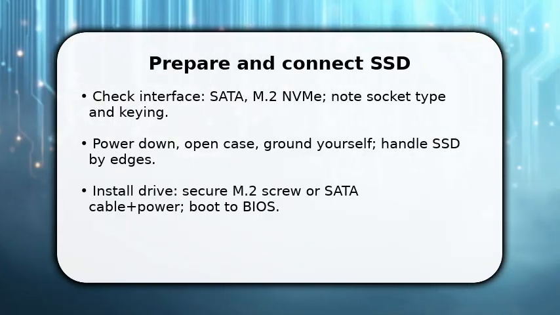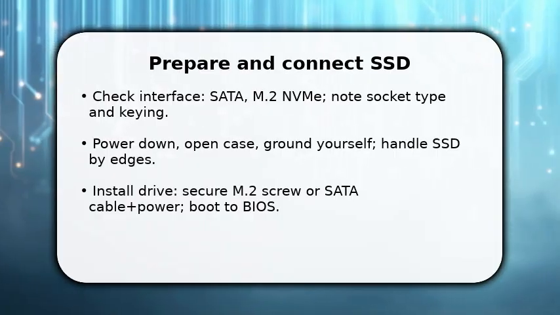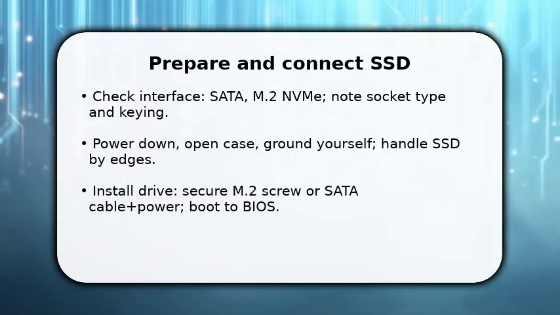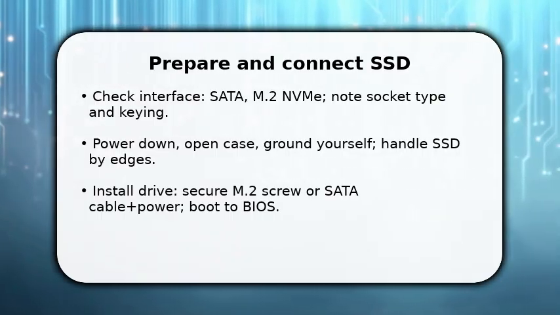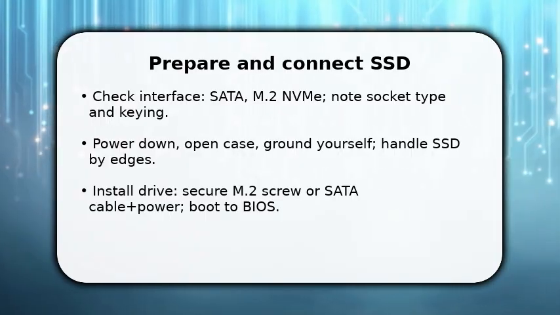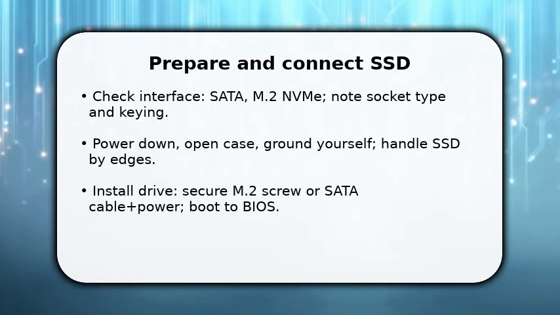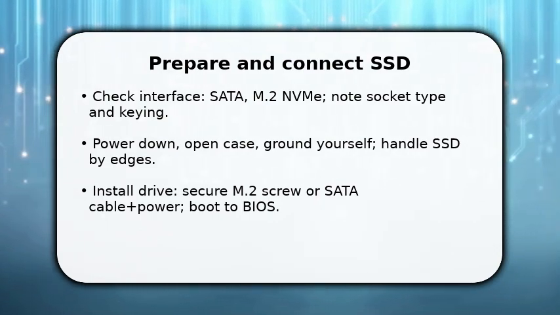Make the physical install, slide M.2 into its socket and secure the screw or attach SATA data plus power cables. Power on, enter BIOS to verify the drive appears. This step proves the hardware connection before any software changes and prevents wasted formatting later.